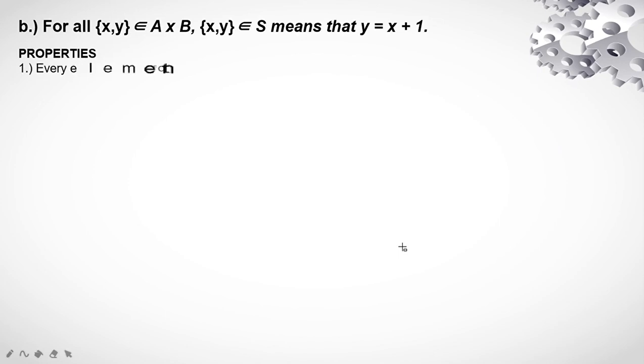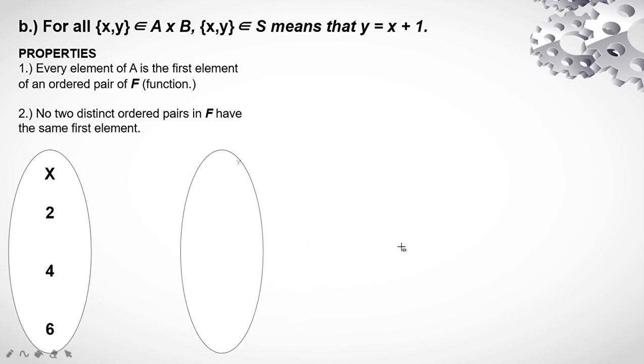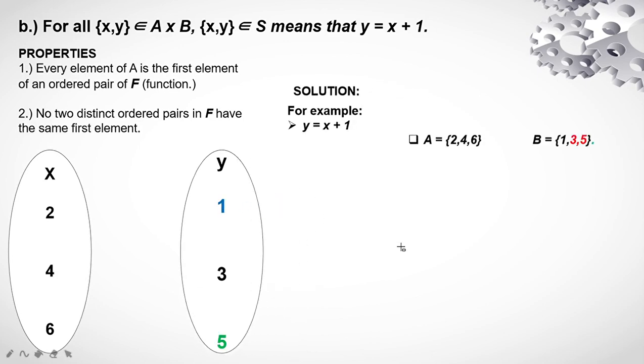Now, for B naman tayo, ayan, hindi pa rin natin iniiwan si properties para yan yung maging guide nyo. So, B, for all x, y, element of AXB, then x, y is an element of S, means that y is equals to x plus 1. So, paano kaya, no? Sa pamamagitan nito, malalaman natin na hindi siya function. So, let's see.